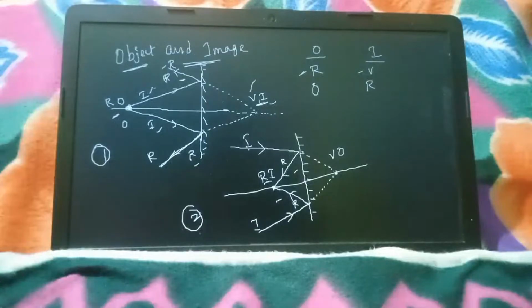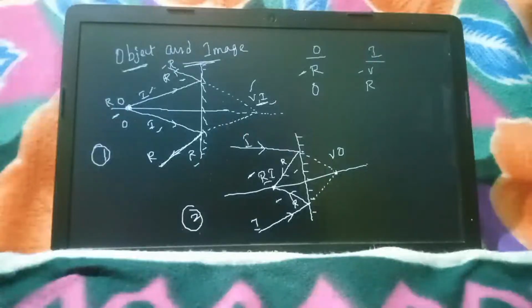Whereas here, incident rays coming from infinity, after incidence on the mirror, will be reflected. Those reflected light rays are meeting at one point on the principal axis. That's why this is a real image.